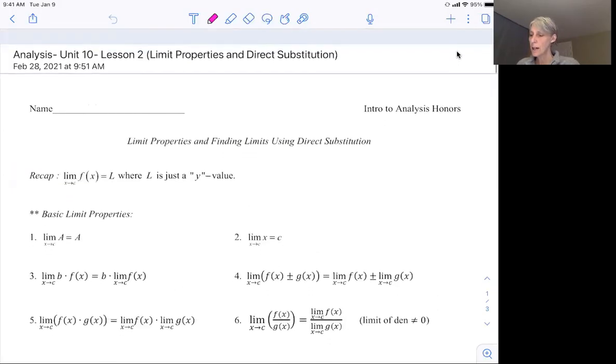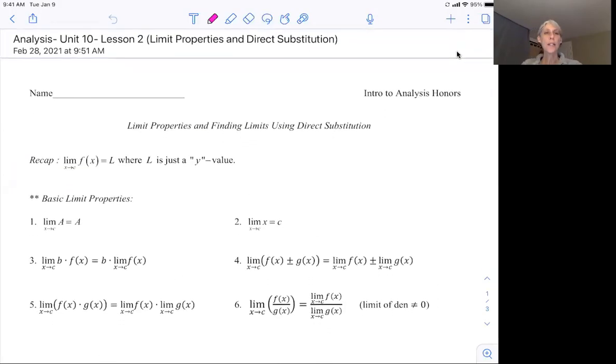Hey guys, today we're on analysis unit 10, lesson 2. We're first going to be discussing some limit properties, and then we're going to be talking about how we can evaluate limits using direct substitution.